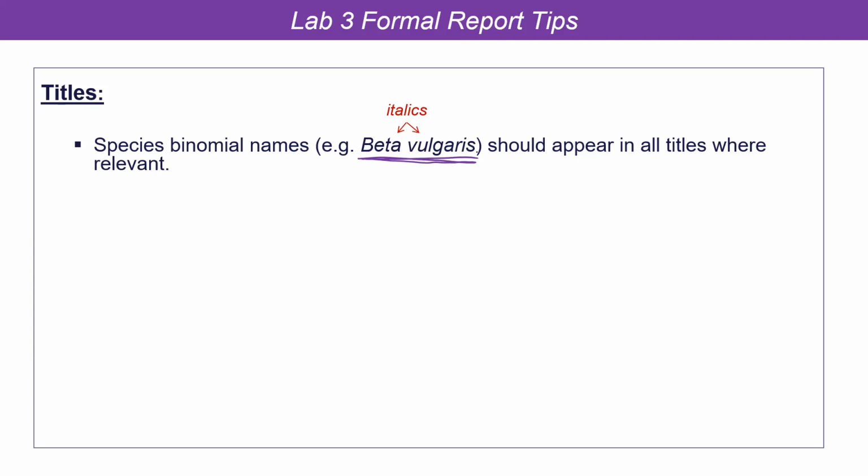If that's not in the title, you will be losing marks. If it's not in italics, you will be losing marks. So make sure that you get that. The title should be informative. It should say what was done. So don't just say membranes of Beta vulgaris. That's not really telling me what was done, right?